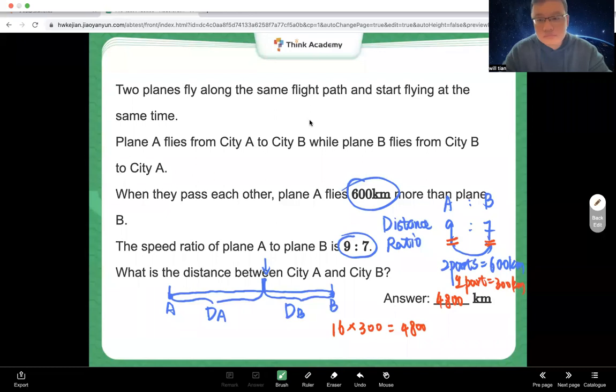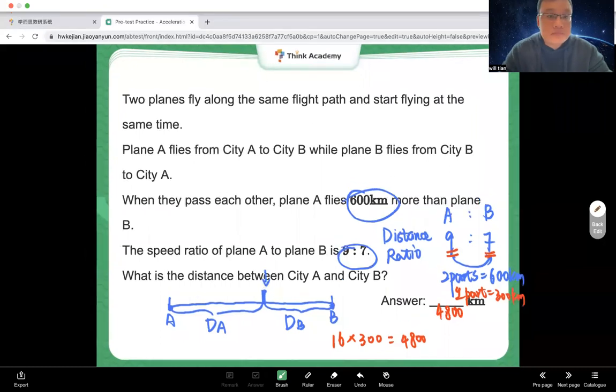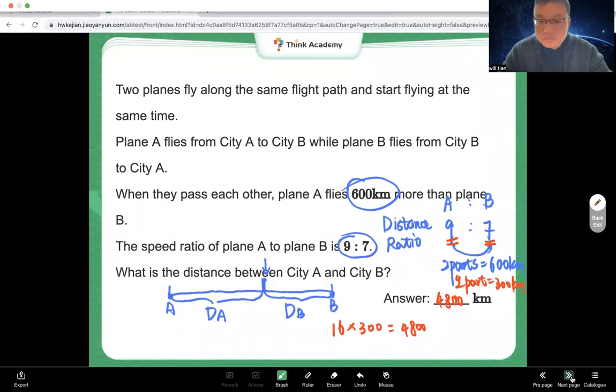Why is it two parts equals 600 kilometers? Oh wait, plane A flies 600 km more. Yeah, more. It says more, not A flies this much. It's A flies 600 more than B. So we're going to focus on the difference of this ratio. 9 to 7, you found the difference will be two parts, right? Okay.